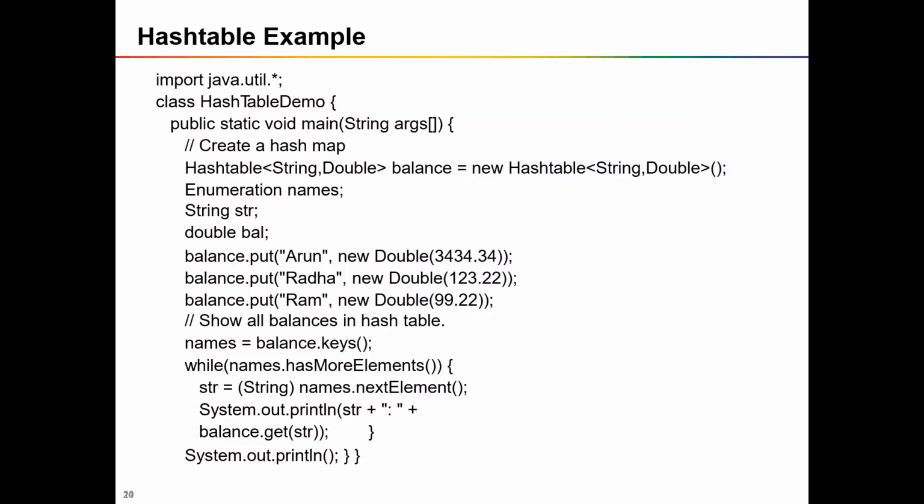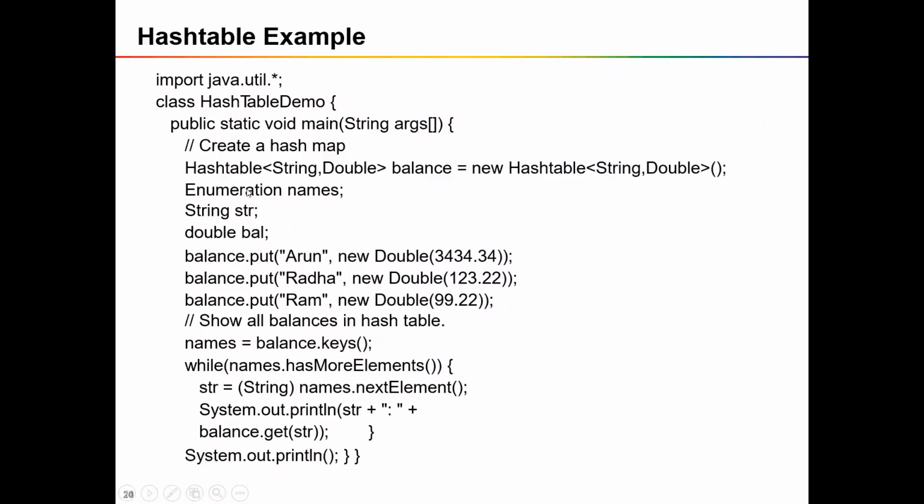Given hash table, we are creating a hash table with a pair of data. The key is of type string, the value is of type double. Enumeration is a legacy interface which you can use for processing the elements or iterating the elements of your collection. We'll see how we are doing that with the help of enumeration.